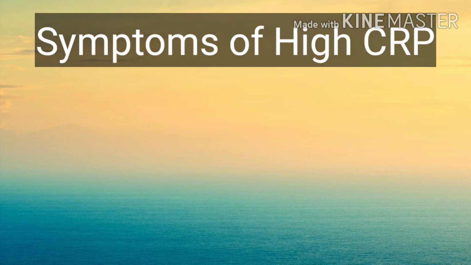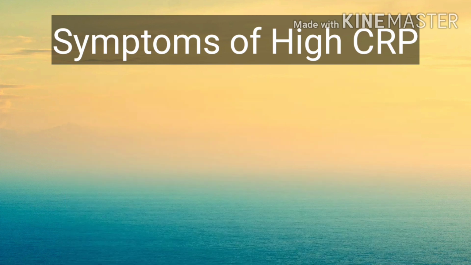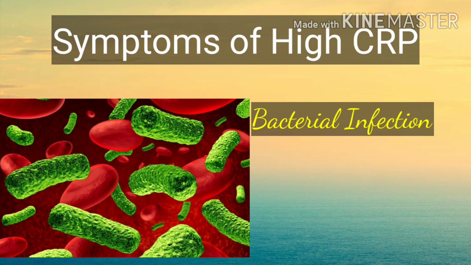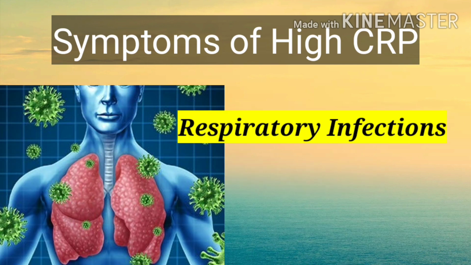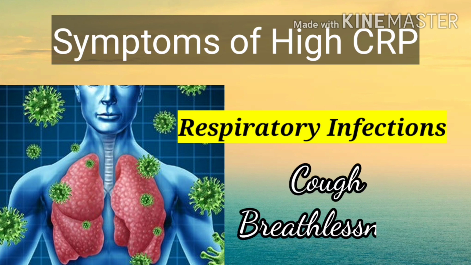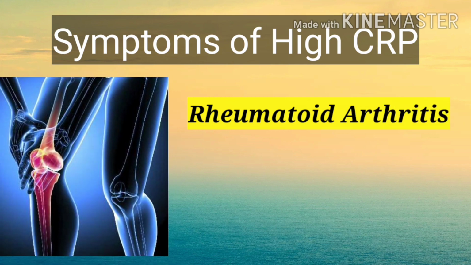Coming to the symptoms of high CRP levels, CRP is a non-specific test, but we'll see some symptoms based upon the area which has been infected. For example, if you have any bacterial and viral infection, you occasionally see symptoms like fever. If you have any respiratory problem, symptoms like cough and breathlessness will be seen. And if you have rheumatoid arthritis, etc., you have symptoms like joint pains, etc.